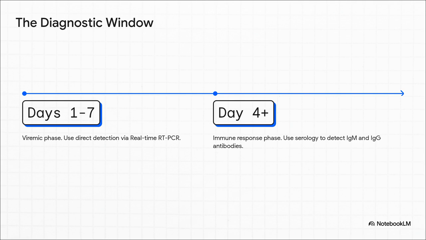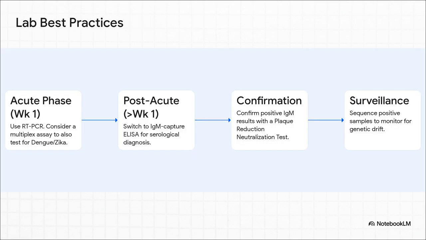And starting around day 4, the immune response starts to kick in, and our diagnostic focus has to shift completely over to serology, hunting for those first-wave IgM antibodies. So here's the playbook for the lab. In that first week, you should absolutely be using a multiplex RT-PCR to test for chikungunya, dengue, and Zika all at once. After that first week, you switch gears to an IgM ELISA.